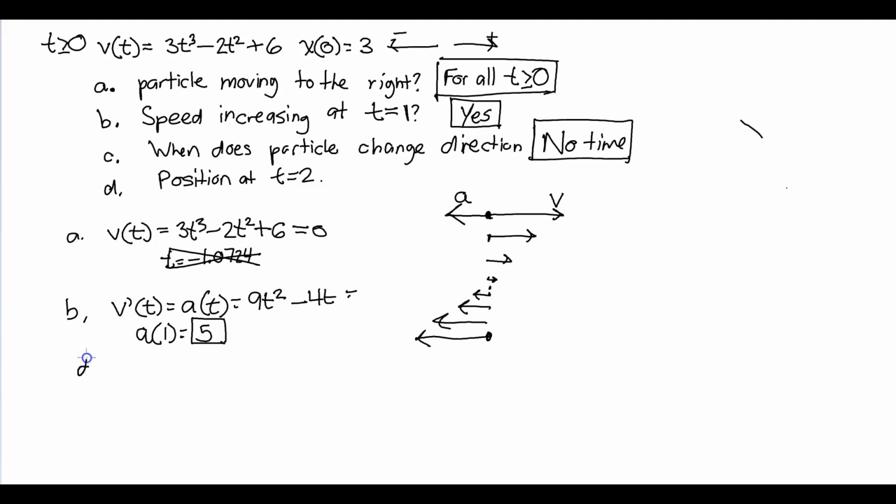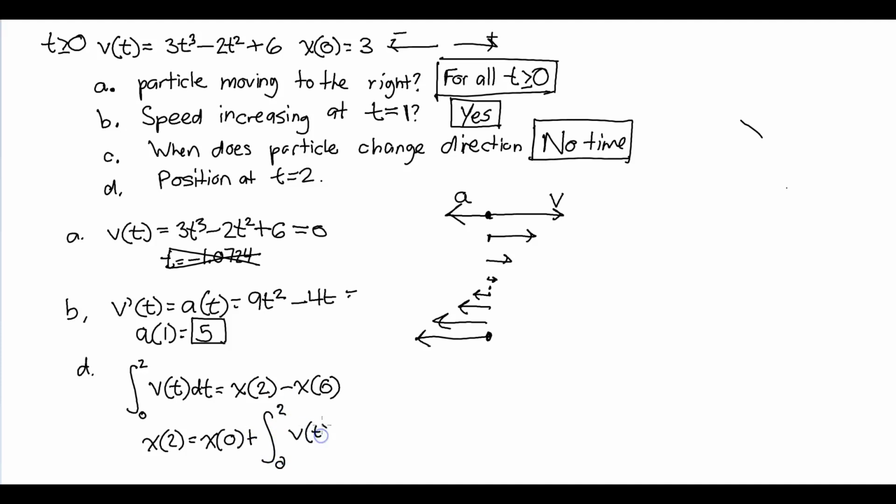So let's look at part D, the position at time t equals 2. We're given that the position at time t equals 0 equals 3. The position is equal to the integral of velocity. So we take a definite integral of v of t dt, that is equal to x of 2 minus x of 0. We're going to solve for x of 2. So x of 2 equals x of 0 plus the integral from 0 to 2 of v of t dt.